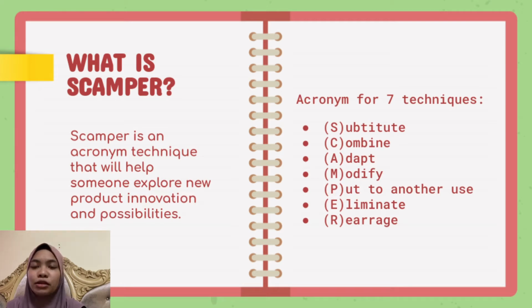There are S, substitute, that consists of material, process, rule, product or ingredients. C, combine, that can be in terms of idea, talent, resource and objective. A, adapt, that can be in terms of product, context, idea, emulation and process. M, modify, that can be maximized, extra features and minimized. P, put to another use, that can be in terms of industry, user, field and recycle. E, eliminate, that can be in terms of simplify, reduce, split and part. Lastly, rearrange or reverse, that can be in terms of process, opposite, swap and reorganize.